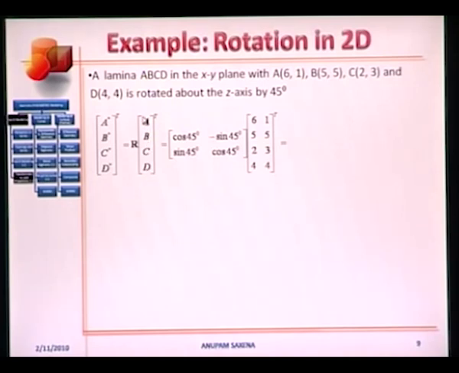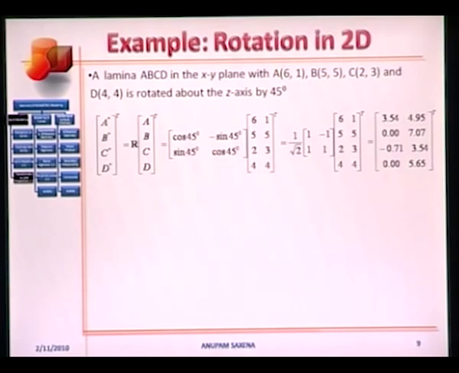Notice how I'm writing this matrix, which is a 4 by 2 matrix, and the transpose of it. In a sense, what I'm doing is, through a single matrix multiplication operation, I'm rotating all the 4 points. Of course, I pre-multiply this matrix by the rotation matrix. Cosine of 45 degrees, minus sine of 45 degrees, sine of 45 degrees, and cosine of 45 degrees.